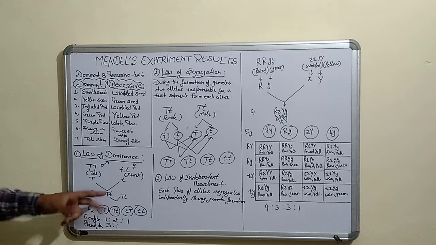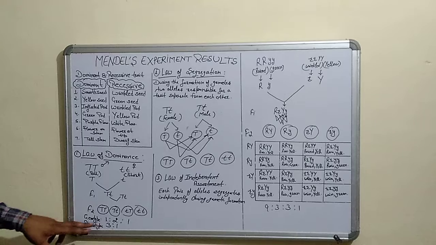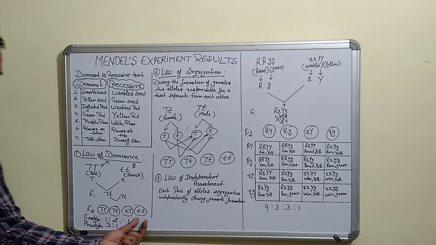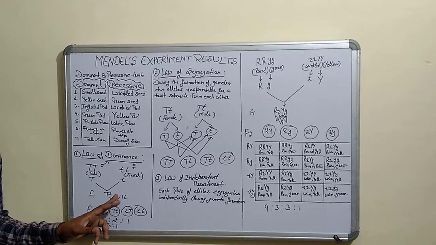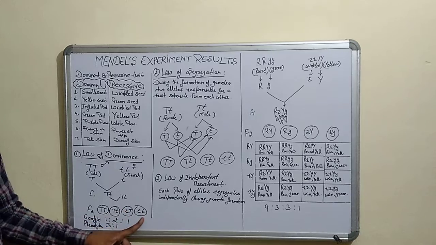But when we go for self cross, then we can see the ratio will be 1:2:1. That means the character which is recessive in the F1 generation becomes dominant in the later generation.